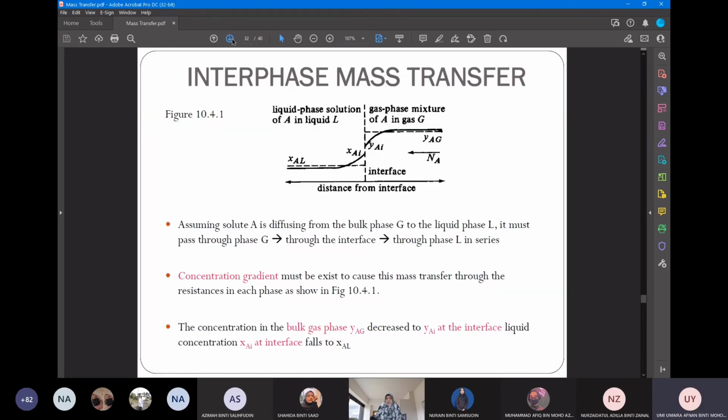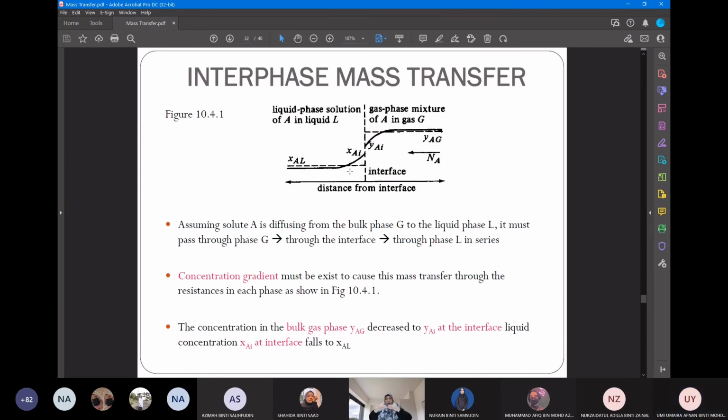So this is interface mass transfer. When I talk about interface mass transfer, we talk about the transfer of gas into the liquid. I'm going to give you a video regarding the interface mass transfer explanation, because this is a very important part that you need to understand, to explain the definition of interface mass transfer. We are talking about how the transfer occurs, how the diffusion occurs between the gas and the liquid.